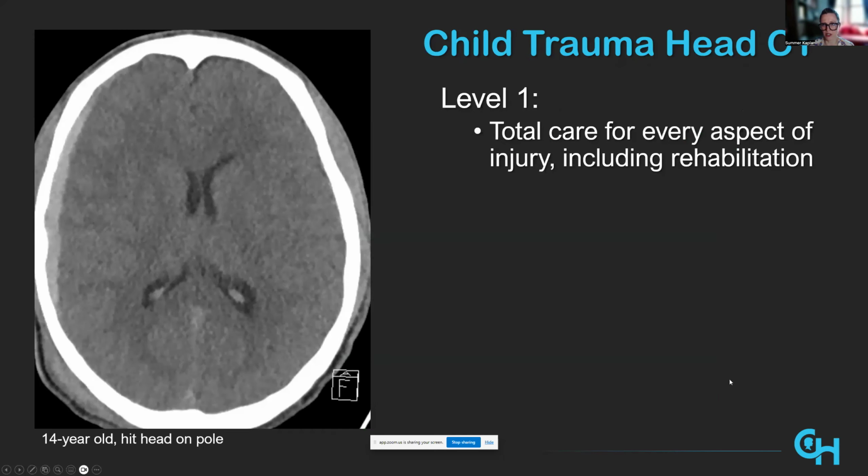Here's an example of a child older than 2. So this 14-year-old hit their head on a pole, and we see, again, right extraaxial hemorrhage here with some midline shift and a small amount of mass effect effacing the frontal horn of the right lateral ventricle. So this is a level 1 trauma, which did need total care for this injury, including surgery and rehabilitation.